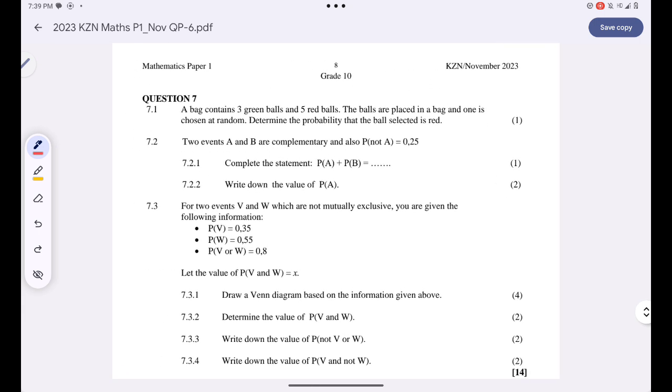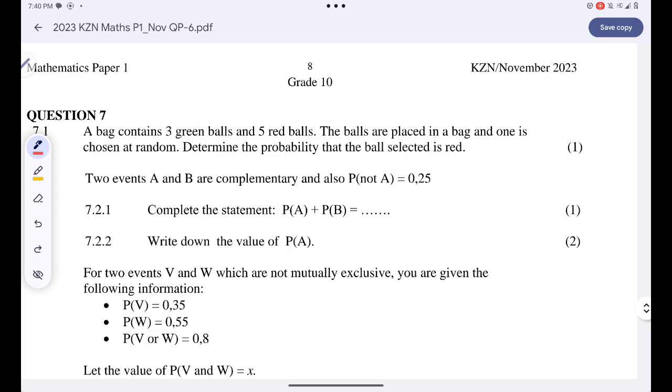Question 7. A bag contains 3 green balls and 5 red balls. The balls are placed in a bag and one is chosen at random. Determine the probability that the ball selected is a red.